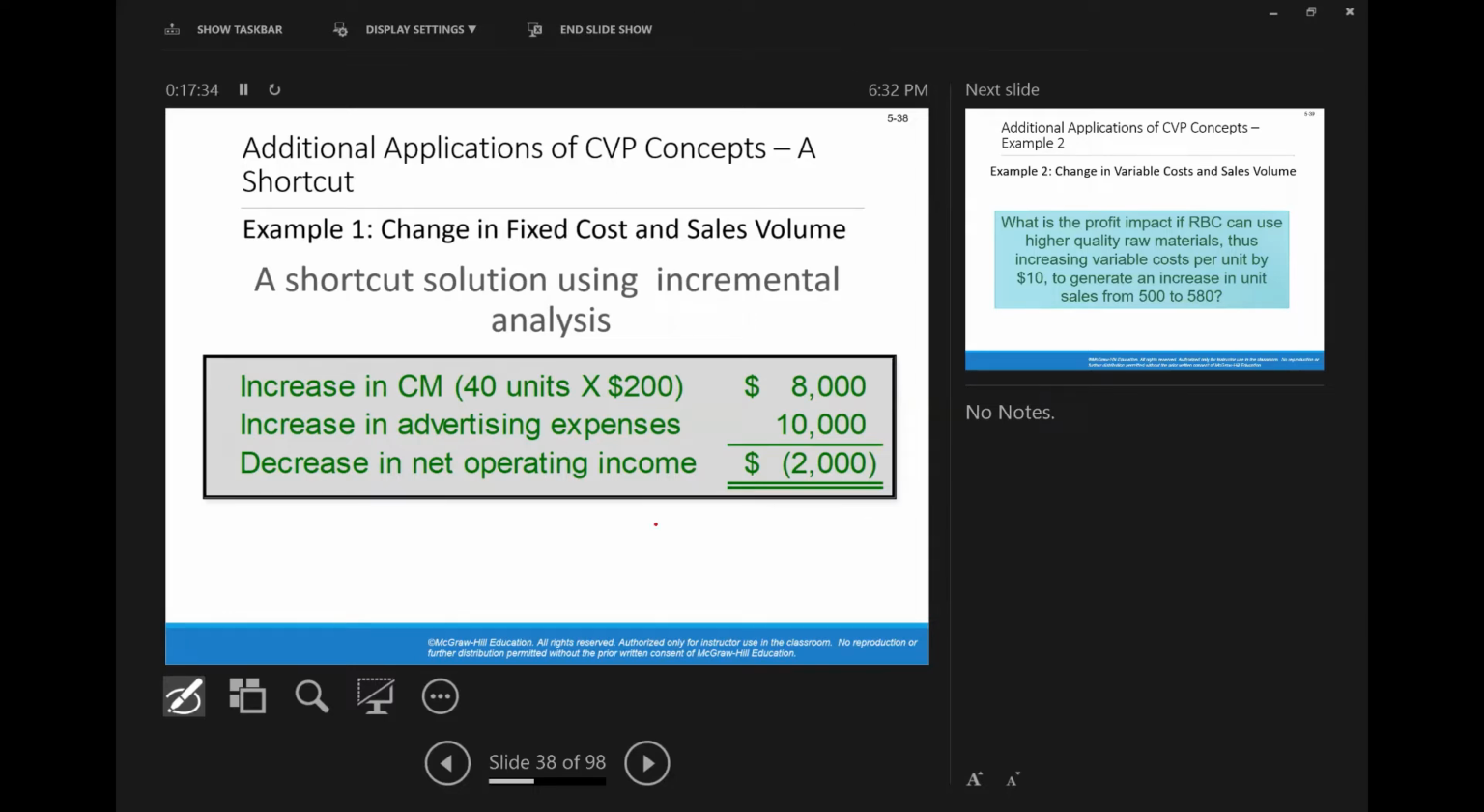Okay, so you don't have to do the long route that we just did. You could do it like this. If you understand it enough, you can pull out just the quantity of increase and multiply the contribution margin, and then just look at it in comparison to what the increase is when you fix.